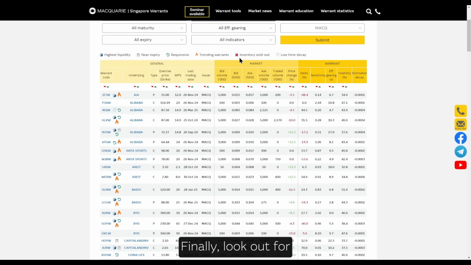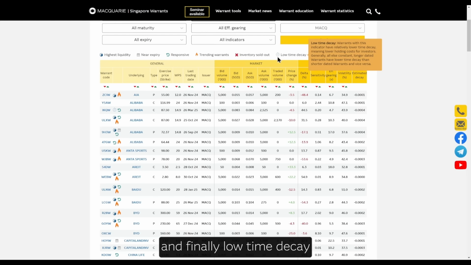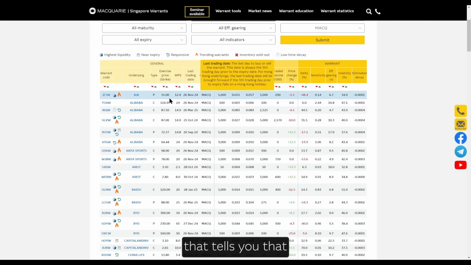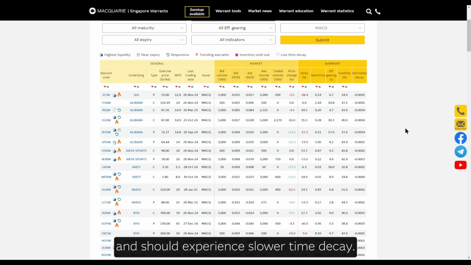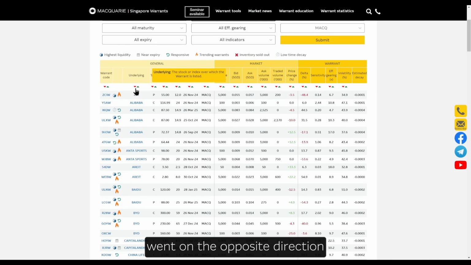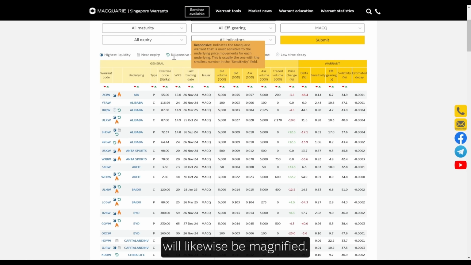Finally, look out for the inventory sold out indicator, which means that the market maker would no longer be able to provide offer quotes due to being sold out on the warrant. And finally, low time decay tells you that these warrants are longer dated and should experience slower time decay. Do note that if the stock went in the opposite direction, then the losses will likewise be magnified.